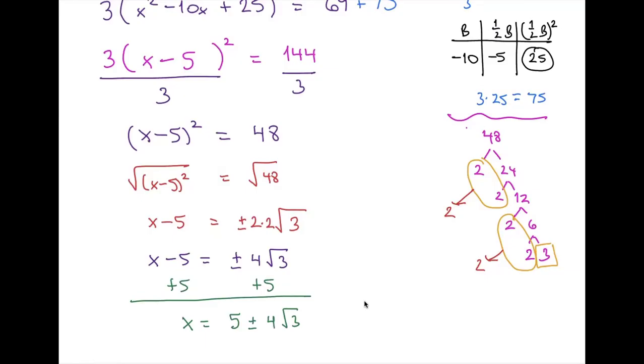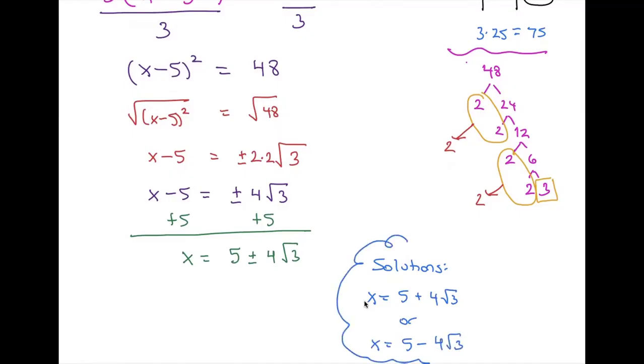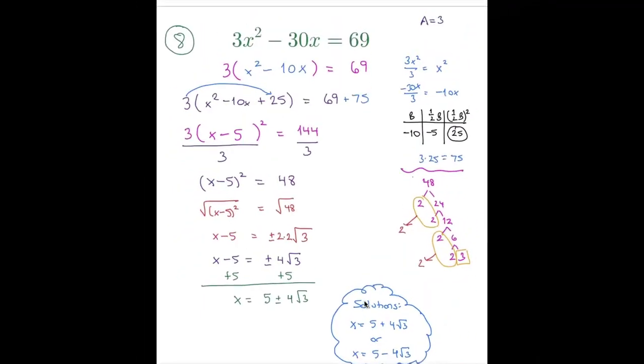And then we can simply write our solutions separately because unfortunately 5 and 4 square root of 3 are not like terms. So there's no adding or subtracting we can really do at this point. So that means that our solutions are going to be x equals 5 plus 4 square root of 3, or x equals 5 minus 4 square root of 3. So remember, you just write it just like that. You don't add the 5 and the 4. You don't subtract 5 and the 4 because, again, they're not like terms. So that's going to be your answer for this problem. So, yeah, there you go.